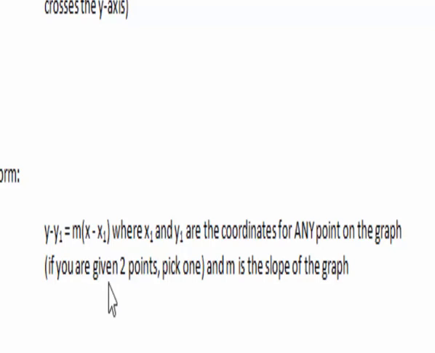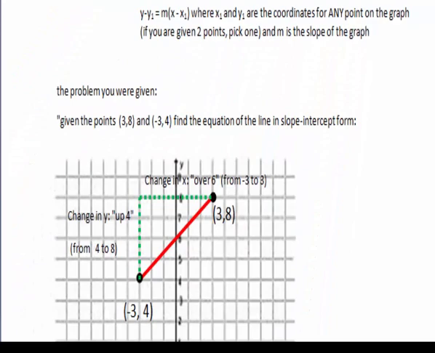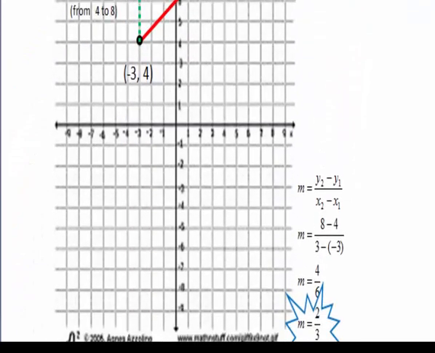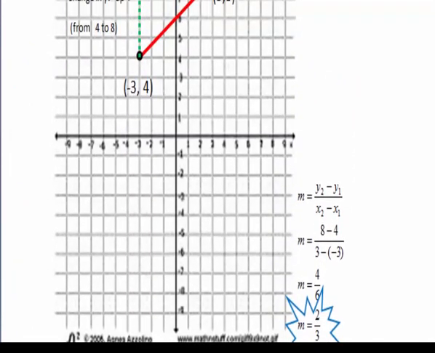Once you determine the slope, you use the slope in conjunction with the x and y coordinates of one of the 2 points, and you just write it in point-slope form. Then after you distribute, you'll add the y coordinate to both sides, and you'll have the slope-intercept form. So for the problem that you were given, the points are 3, 8, and negative 3, 4.